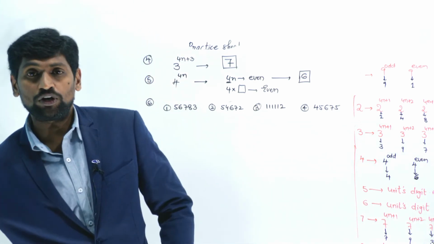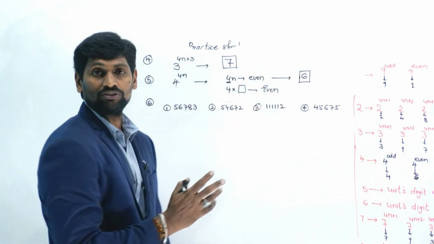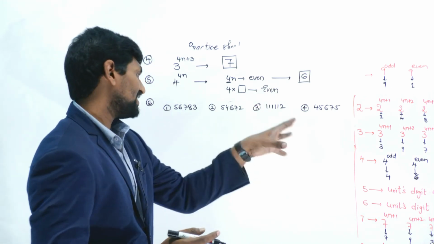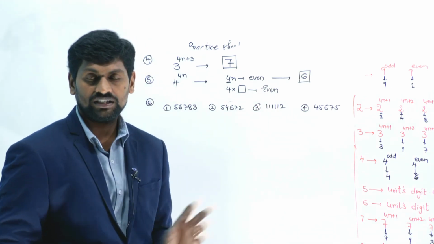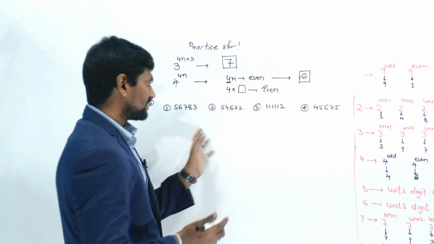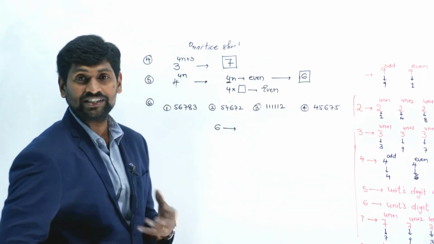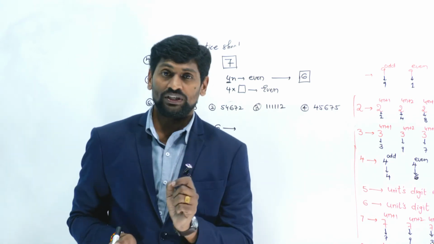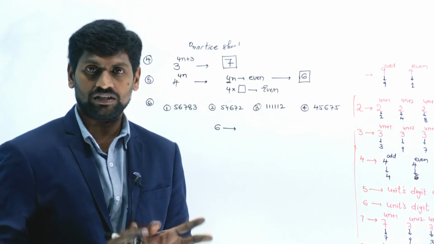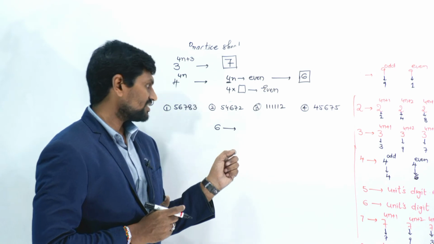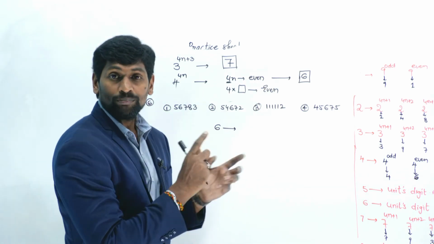Which of the following? We have 4 options. Among the 4 options, which is exactly divisible by 6? What is the 6th rule? Well, we are discussing the 6th rule. There is no specific rule for 6, because it is the combination of 2 rules.